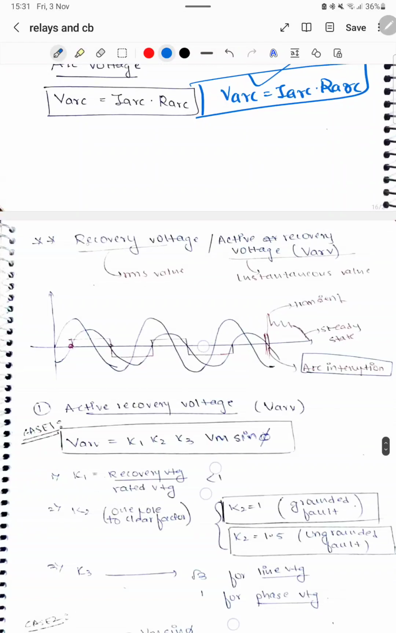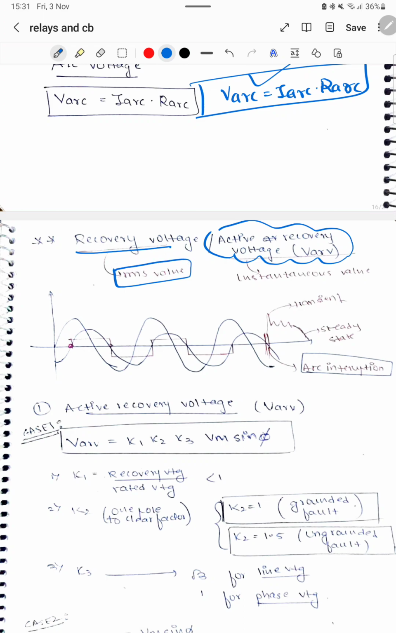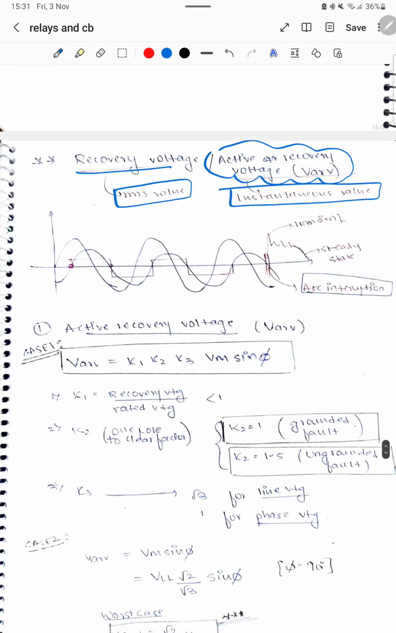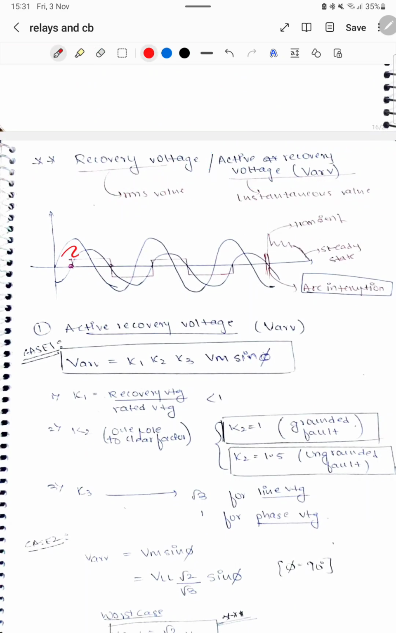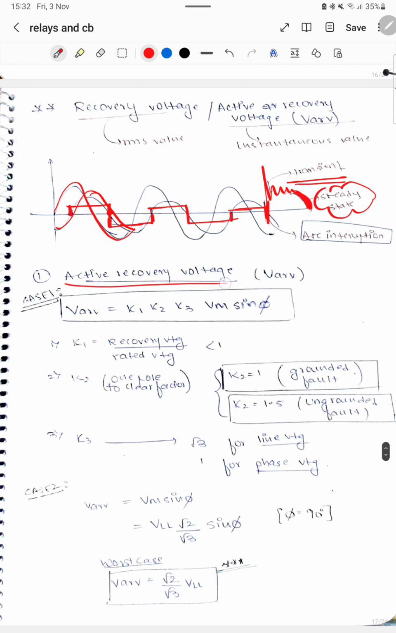Now let's come across the concept of recovery voltage and active recovery voltage. Recovery voltage is an RMS quantity. Active recovery voltage is an instantaneous quantity. Now let's say we have a voltage and current graph. At whichever point current becomes zero, those are potential points of arc interruption. Let's say here you are interrupting the arc. In that case, there will be a transient for some time and then you will come back to steady state. So active recovery voltage is the steady state voltage.